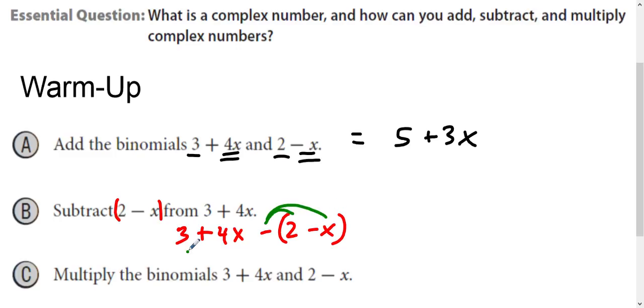So that's really a minus 2, and a negative times negative is positive x. Then you combine like terms. We have a 3 and a negative 2, that makes 1. And then 4x plus x makes 5x.